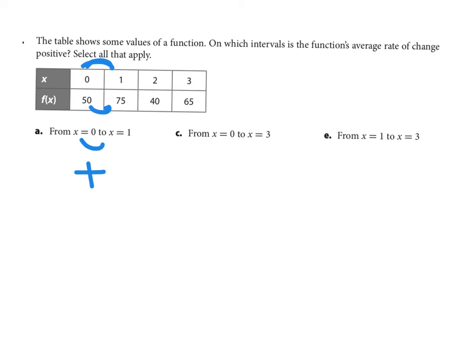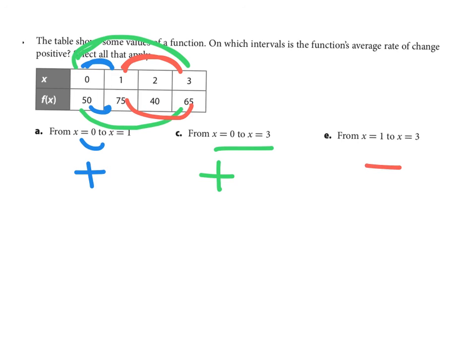Let's change colors here. The second one says from 0 to 3. 0 to 3 goes all the way from there to there. Look what happens to the y. It goes from 50 to 65. So that's a positive rate of change because it's going up. Let's look at one more here. The last one says from 1 to 3. From 1 to 3, look what happens with my y. It goes from 75 to 65, which means it's going down, which means it's a negative rate of change.